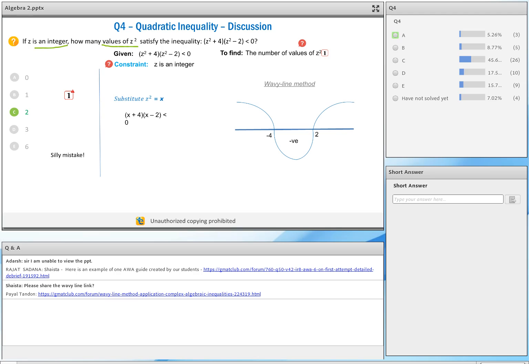Okay, so again, the final thing that we got was 0 is less than or equal to z square is less than 2, right? So z is an integer. I have to find out the values of z square that satisfy this inequality. So the only two possible values over here are 0 and 1, which means that the correct answer is choice C.